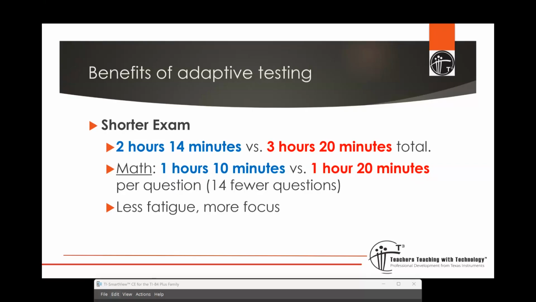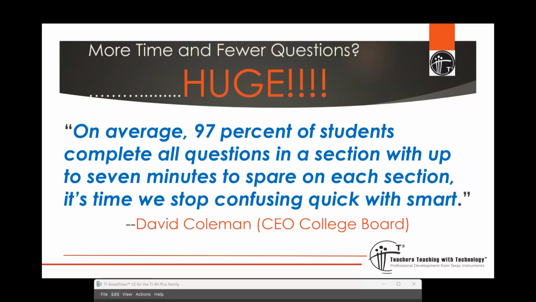And then I think the next slide is a quote actually from somebody on the CEO board. 97% of students are finishing the test with up to a certain amount of time to spare. And so I think it's great that with these high stakes tests, the majority of students are finishing them on time. And so that's probably a better measure of comparison between students, which is what the standardized test is doing.